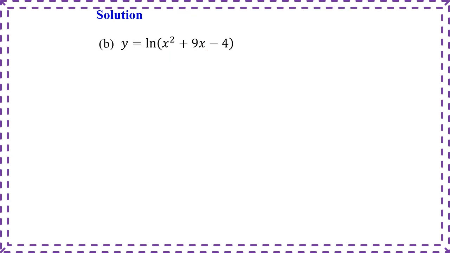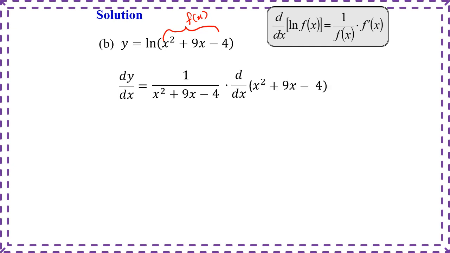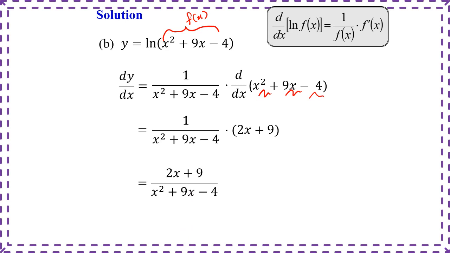For question B, y equals natural log of x squared plus 9x minus 4. Now, what is our f(x)? Our f(x) here is x squared plus 9x minus 4. So directly by using the formula, it will be 1 over x squared plus 9x minus 4, and multiply by the derivative of x squared plus 9x minus 4. So differentiate x squared, differentiate 9x, differentiate negative 4, what do we get? It will be 2x plus 9. So the answer will be 2x plus 9 divided by x squared plus 9x minus 4. Okay?